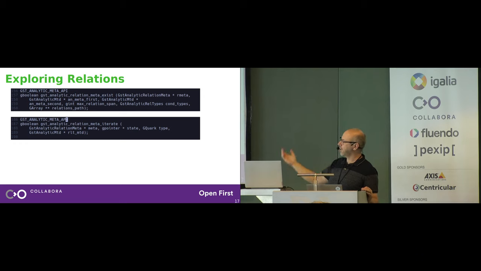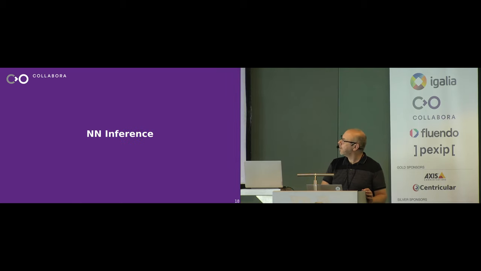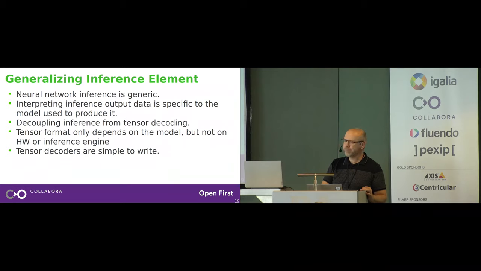Or if you want to, for example, render an overlay, then you just iterate through all of them. The API is quite similar to what exists in GstMeta already. So that was the foundation we're adding for native GStreamer analytics meta, and this is the inference.